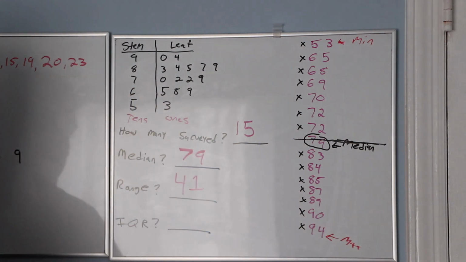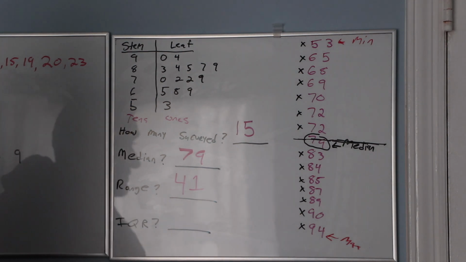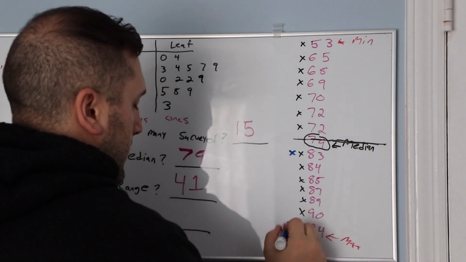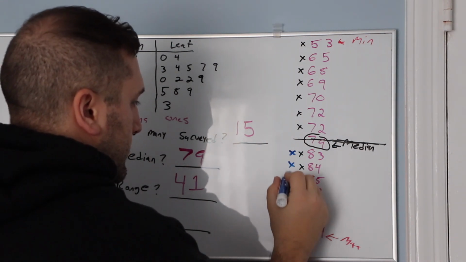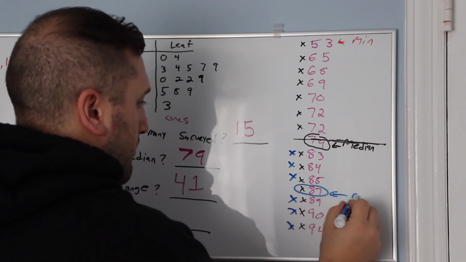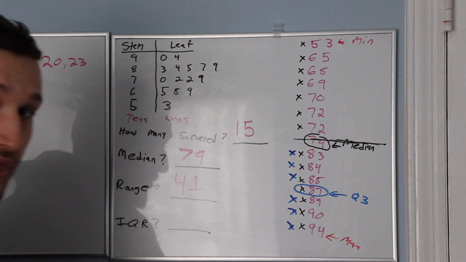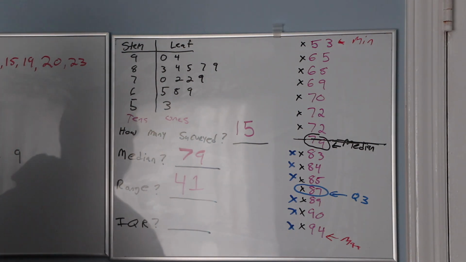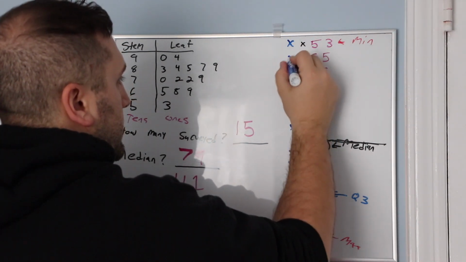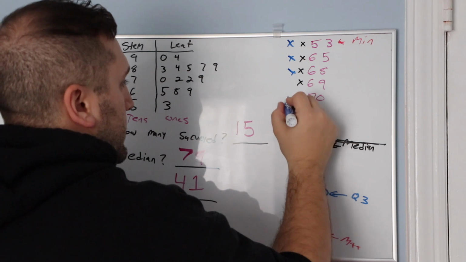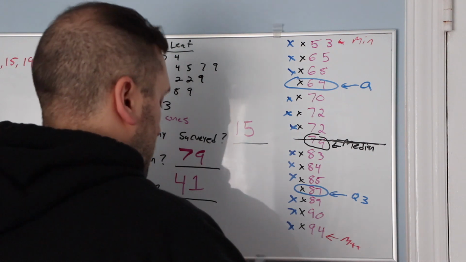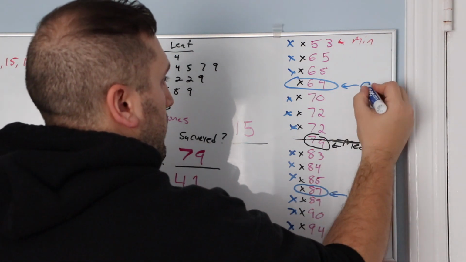So now we'll do this in a different color. I'll do it in blue. We're going to do the same thing where we cross out highest and lowest till we get to our median. So lowest, highest, lowest, highest, lowest, highest. Here's my median of my upper half, or my Q3. And now let's do it for the lower half. We have lowest, highest, lowest, highest, lowest, highest. Here's my median of my lower half, or Q1.